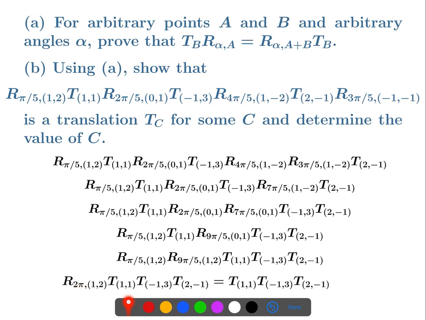Now what does this mean? You're translating by (2, -1). So you're adding (2, -1) to every point. And then after you add (2, -1), you're going to add (-1, 3) to that point, and then you're going to add (1, 1). So really all you're doing to each point is adding all three of these to it.